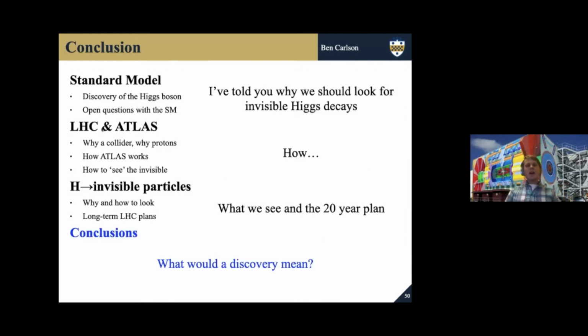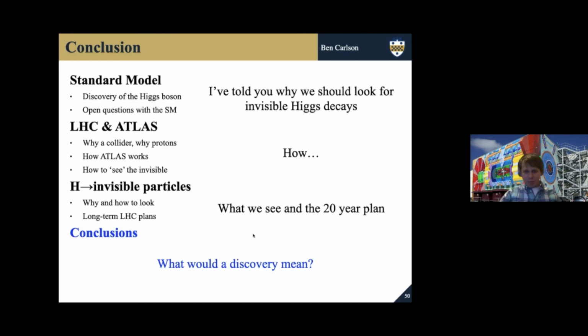So in conclusion, I've told you why we should look for invisible Higgs decays. I've told you about the standard model and the problems there. I've told you about the experiments, the Large Hadron Collider. I've told you about the ATLAS experiment, so that's the details of how we do it. I gave a lot of details on how we look for Higgs invisible particles, and then told you a little bit about what the long-term plan is.